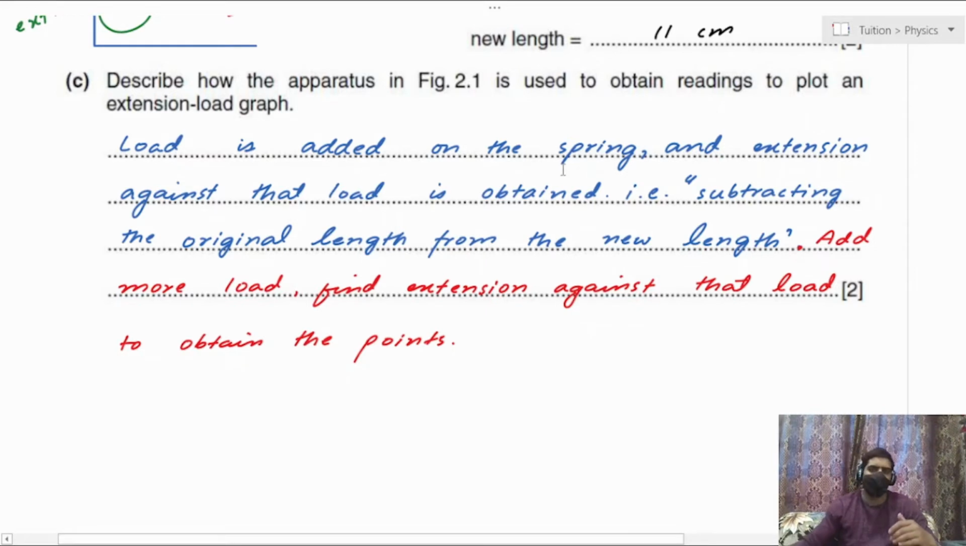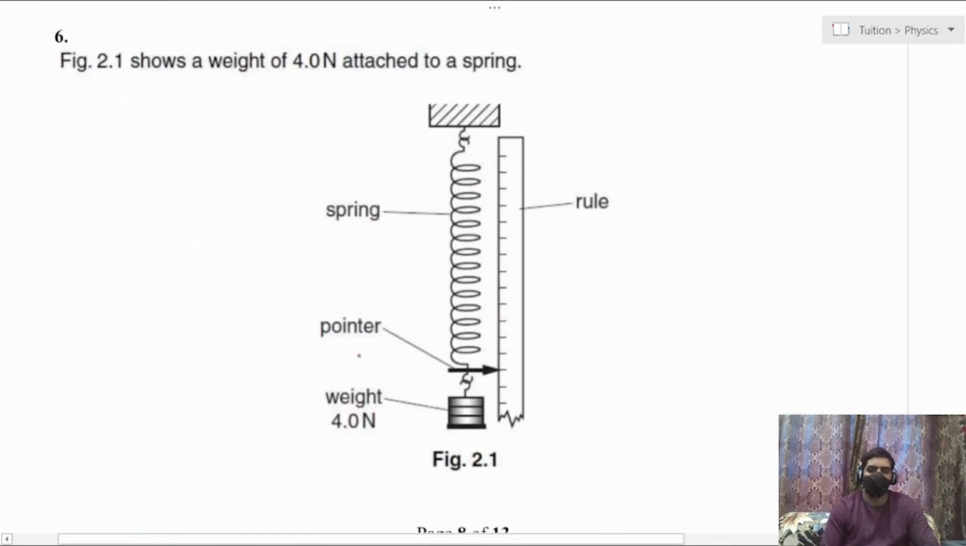So you obtain the readings, you add more load in that. All right, so from the rule you'll find out what is the new length of the spring, and then you take the difference of new length of the spring and the original length, you get the extension. That gives you 1 point. Let's say 8 and the extension was 6, that gives you 1 point. And against the load of, let's say, 10 newton, the extension was 8, that gives you the next point. So that's how you would obtain the points.